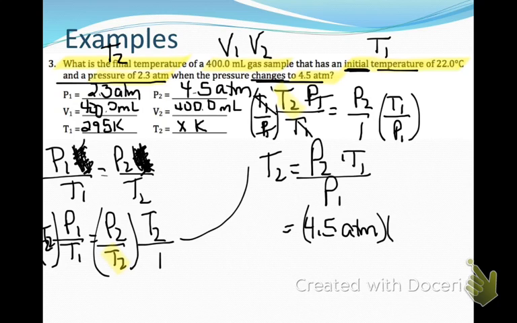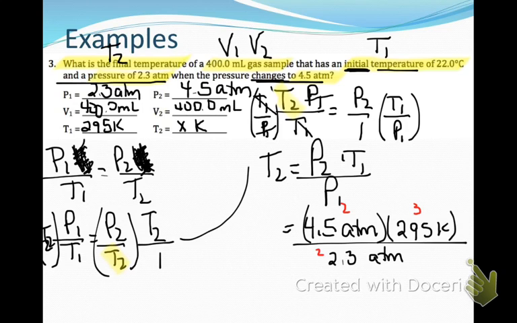My T1 is 295 Kelvin. And then my P1 was 2.3 ATM. Let's take a look at sig figs real quick. I have 2 here, 3 here, and 2 here. So my final answer will be in 2 sig figs.